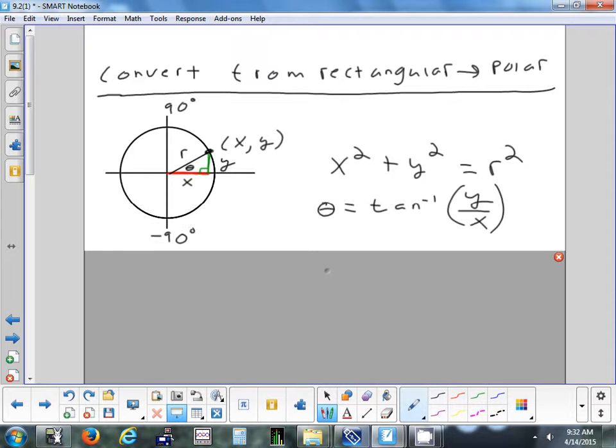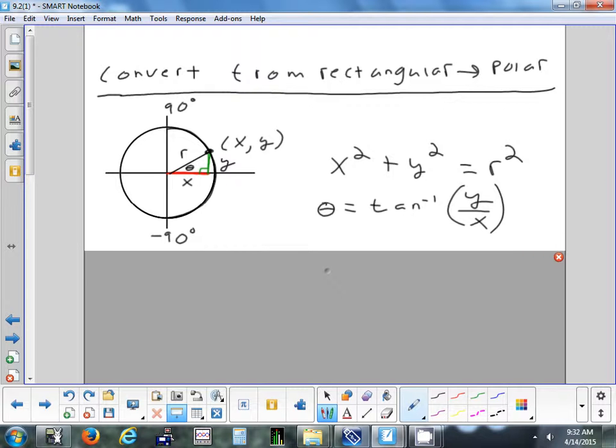Where does that mean all my answers are going to be in this grid? Which quadrants, if they're between negative 90 and 90? 1 and 4. They're always going to be in 1 and 4. There's negative 90 to 90.